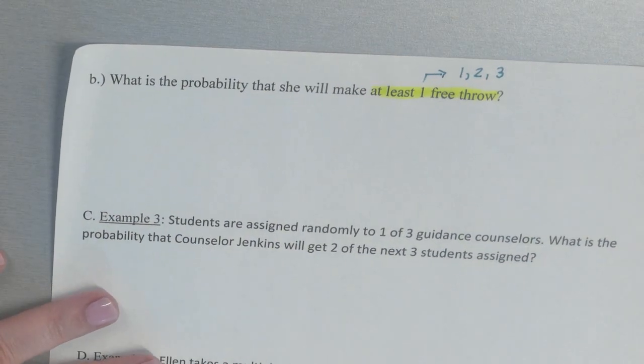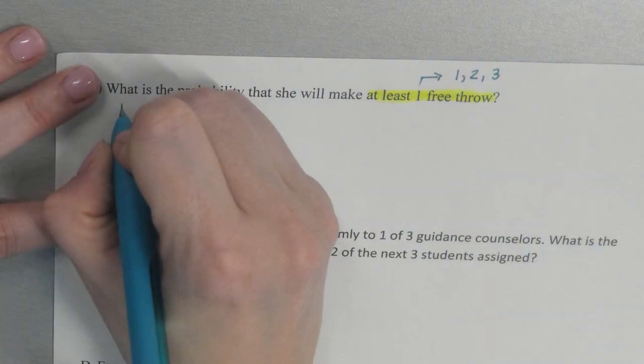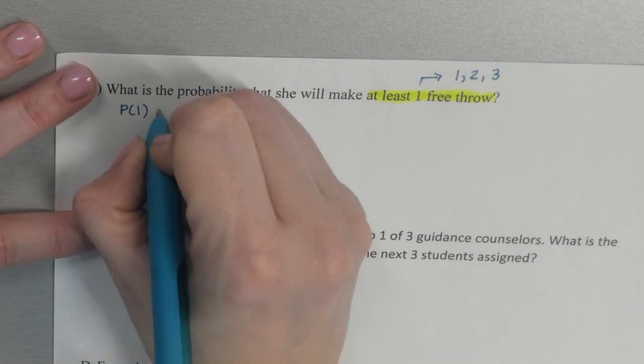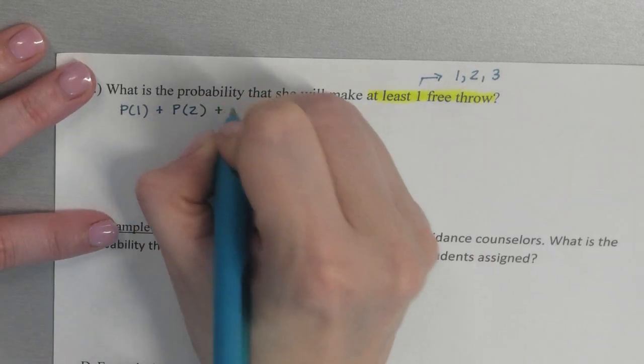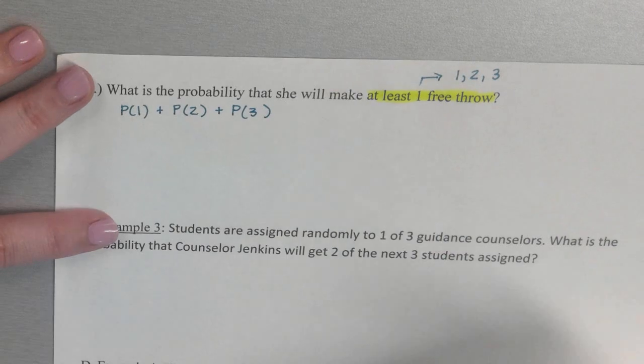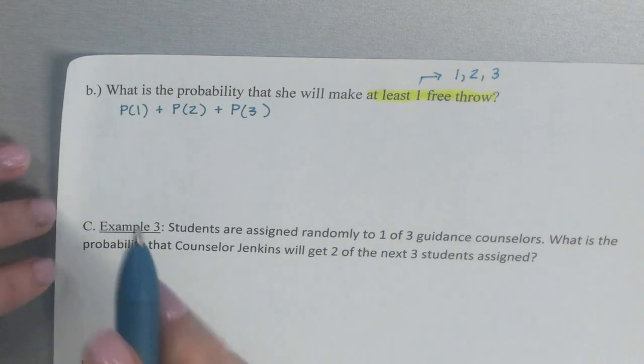Okay, so what we could do to find that is find the probability that she makes exactly 1, add that to the probability that she makes exactly 2, and add that to the probability that she makes exactly 3. So we could find each one. Let me come back. Okay, and then I'm going to have you guys set this up.